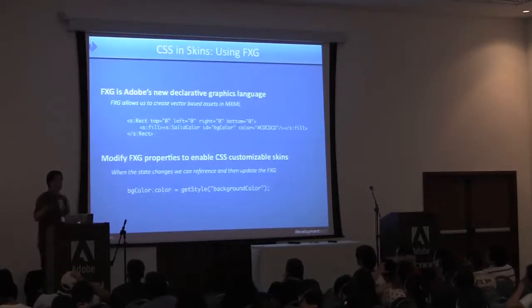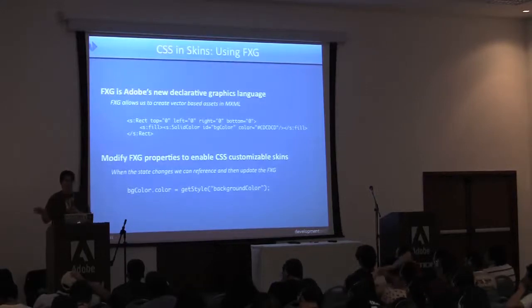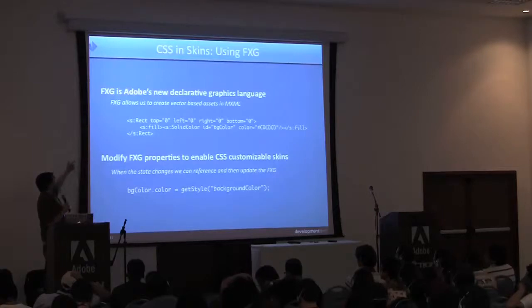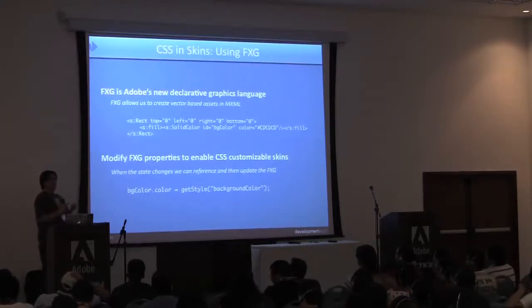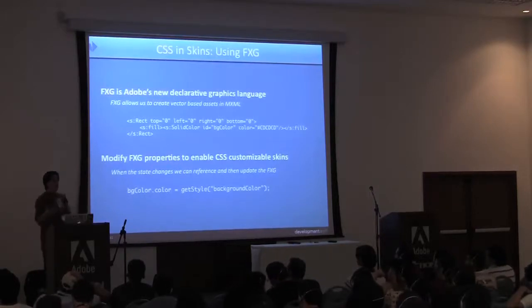Now, I do want to talk about a couple of caveats with FXG. FXG is vector, right? That means that the Flash player has to interpret this code, lay it out, and programmatically draw it to the screen. That does two things for us. One, it takes memory and processing time, because every time I resize my app, every time I change state, every time I interact with it, it has to redraw on the screen. So that creates a lot of problems when you start talking about really complex graphics.